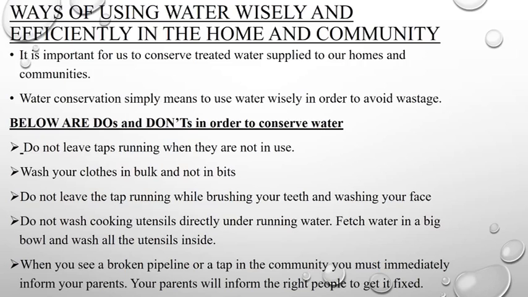You are wasting water. So take notice of that. Point five, when you see a broken pipeline or a tap in the community, you must immediately inform your parents. Your parents will inform the right people to get it fixed. So sometimes pipelines that bring water to our homes get damaged or get broken. So when you see the water spilling from the pipe, you have to quickly inform your parents so that they will also inform the right authorities to get it fixed immediately, so that we can avoid wastage of water both at home and in the community.